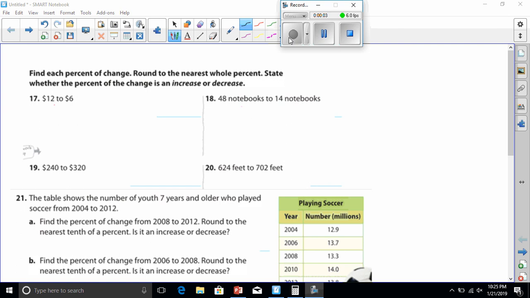Today we're going to be going over the percent of change. So let's go ahead and work these problems out. I'll do the odd, number 17 starting off. It says $12 to $6.